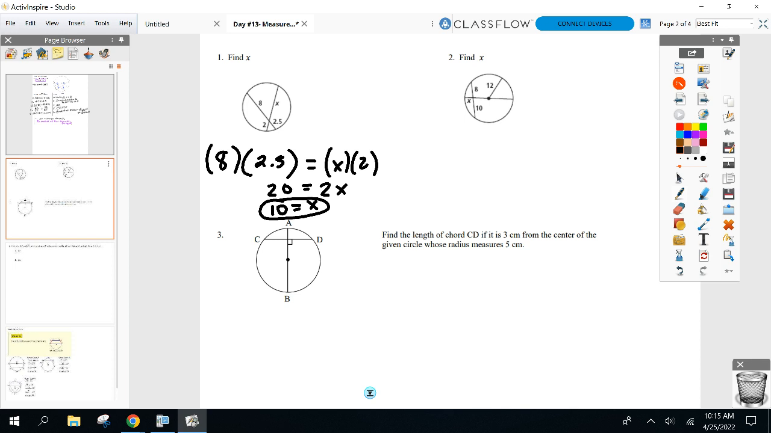Number 2, do you guys see two chords that intersect on the diagram? Do you see two chords? I'm going to highlight them on mine. Here's chord number 1, the 8 and the 10. And what's another chord you see? Sometimes we call it the what? Diameter, yeah.